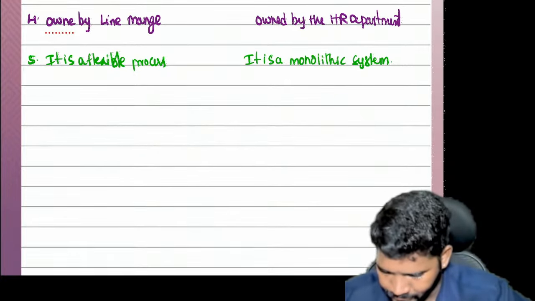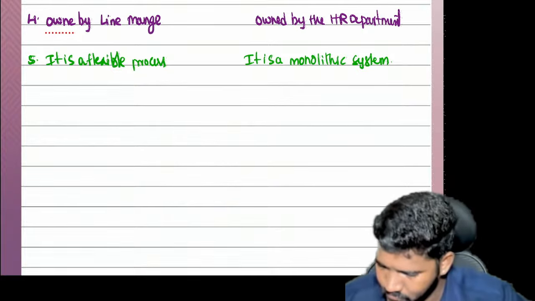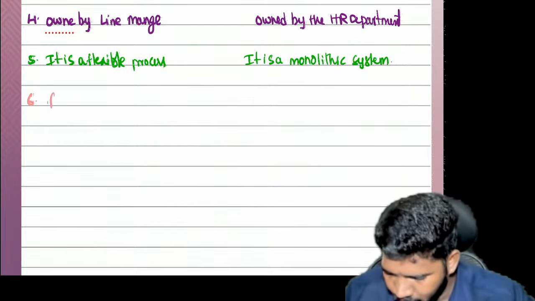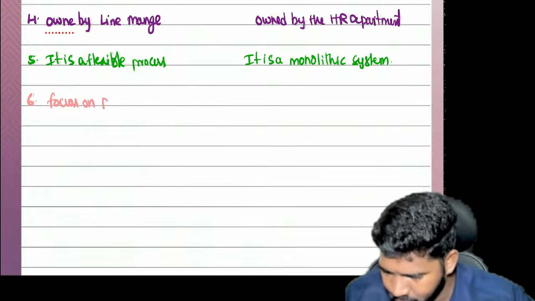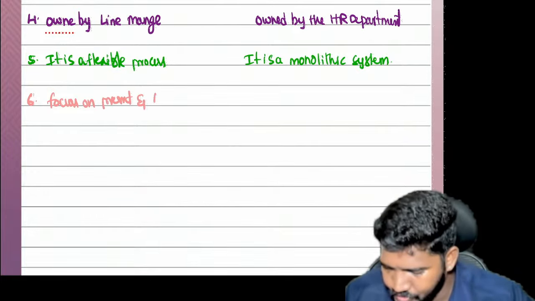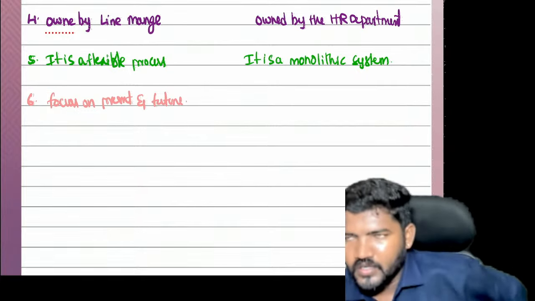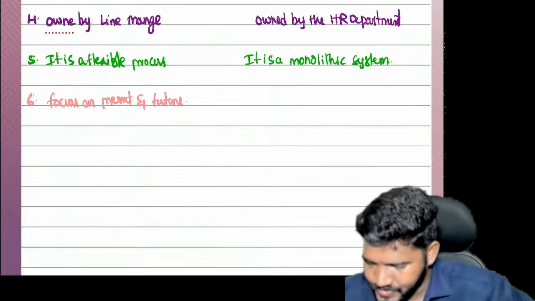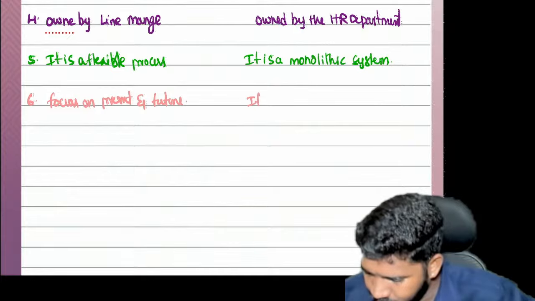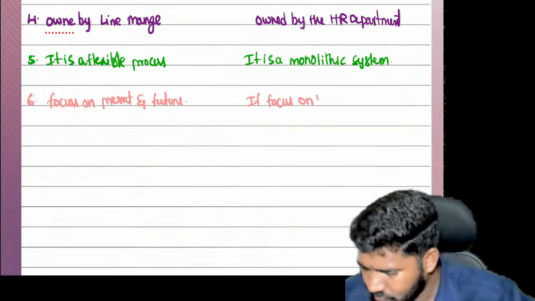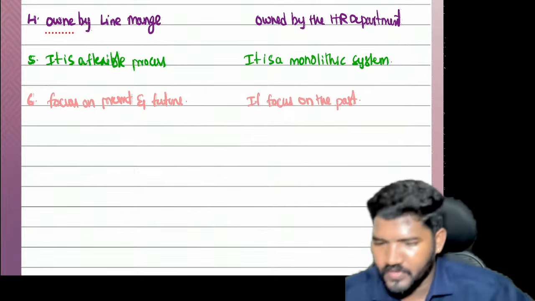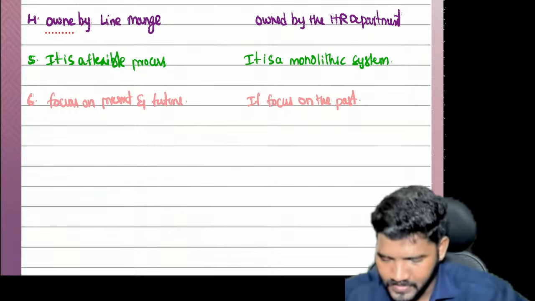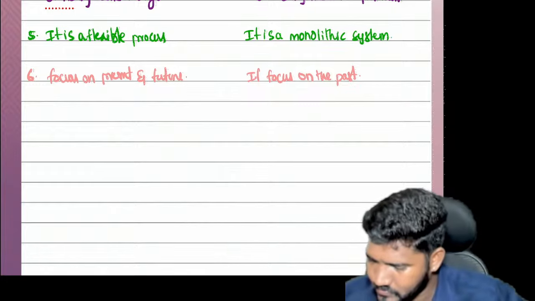The next point: it focuses on present and future. If I give good knowledge or good skills to my employee, it is helpful in future. Next, it focuses on the past, how that employee worked. If the employee worked well in the past, he will work well in future also. That kind of blind rule is followed in appraisal.